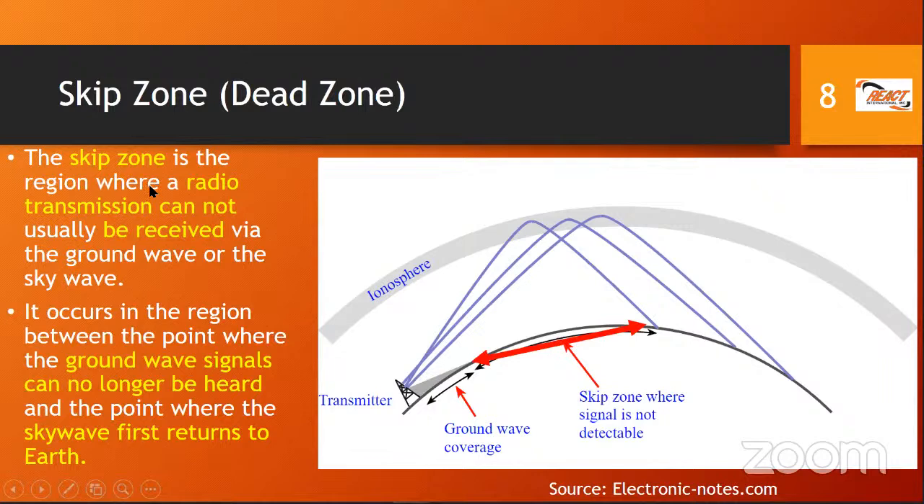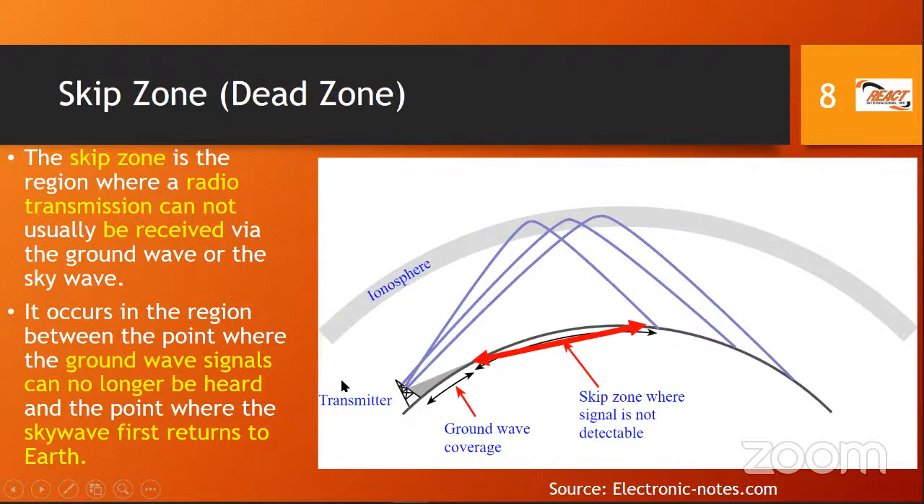So we say that the skip zone is the region where a radio transmission cannot usually be received via the ground wave or the sky wave. This simply means you cannot talk to a ham in this location using the ground wave or sky wave. But we have some techniques to still communicate within the skip zone, as we'll see in a short while. The skip zone occurs in the region between the point where the ground wave signal can no longer be heard, that's this point here, and the point where the sky wave first returns to Earth, that's this point here. So this area is called the skip zone or the dead zone.